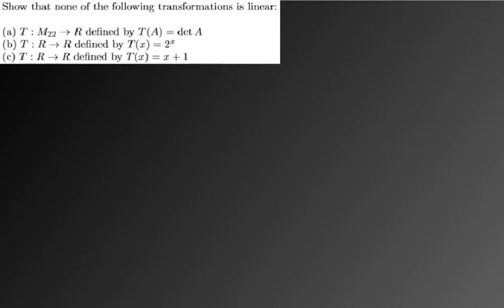So the first one is a transformation that takes a 2x2 matrix and sends it to the real numbers by taking a determinant. That's how it's going to operate on the 2x2 matrix.